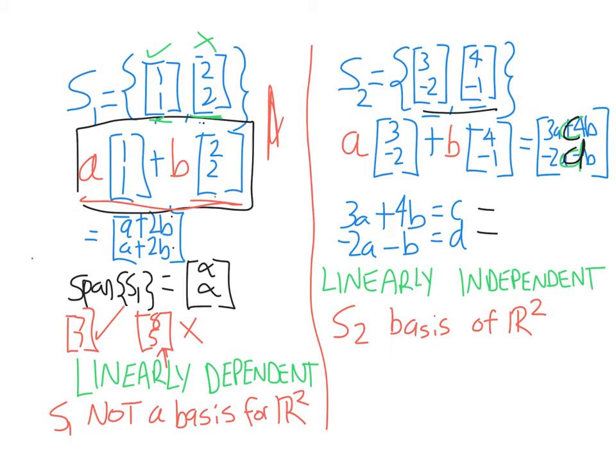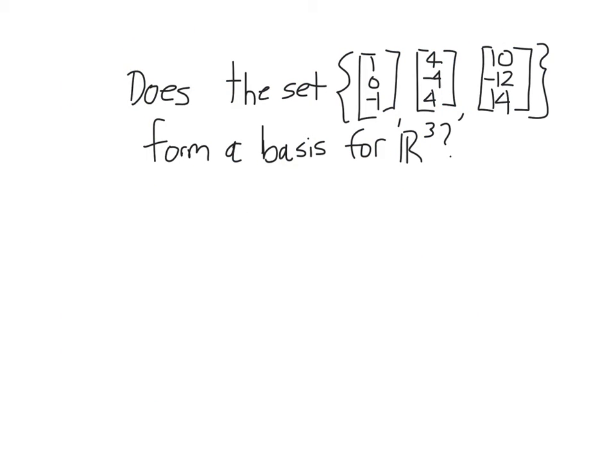Okay, so that's all well and good for 2 dimensions. Let's look at an example in R3. So we're going to have a look at this question here. So we have a set containing 3 vectors, and we're asking, does it form a basis for R3? In other words, can I write any vector in R3 as a linear combination of the 3 vectors here in this set?